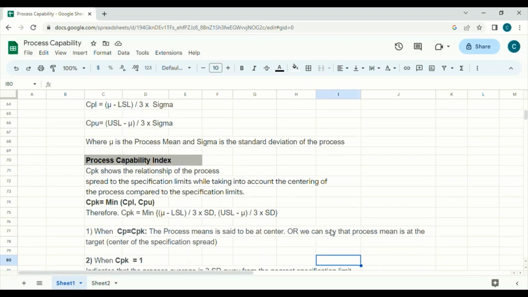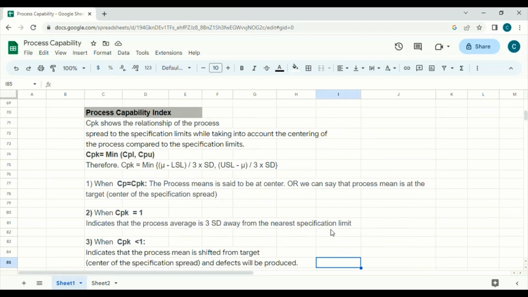Here also, if Cpk value is equal to the Cp value, then we can say the process mean is at center, or we can say that process mean is at the target. Target is the mean of the specification limits, or the center of the specification spread.